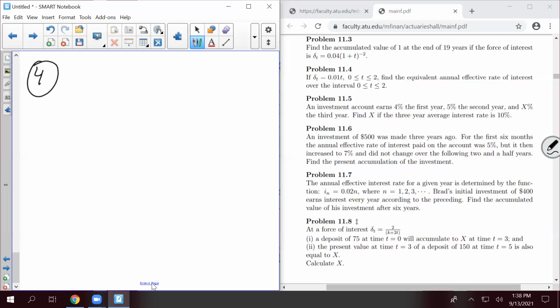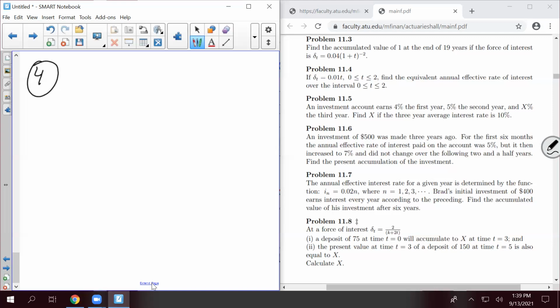So why can't we use that formula in this case? What was the formula for i? i was e to the power delta minus 1, right? Now remember, very important, those conversion formulas are for compound interest, and they apply if the force of interest is constant, because force of interest is constant only for compound interest. In this case, is the force of interest constant? No, it has a t in it, so 0.01t. So this time we're not dealing with compound interest, and therefore those formulas don't apply anymore, right?